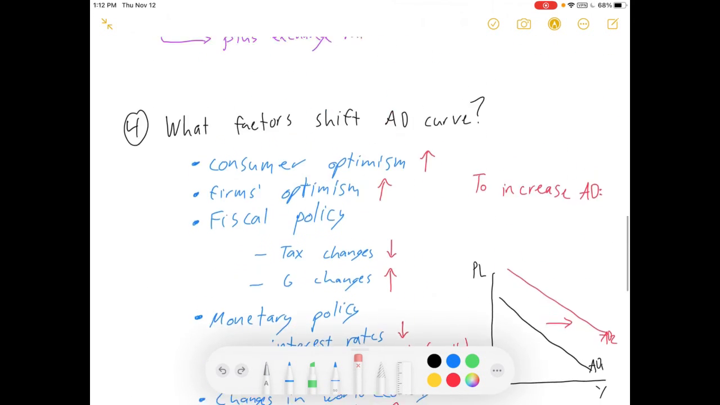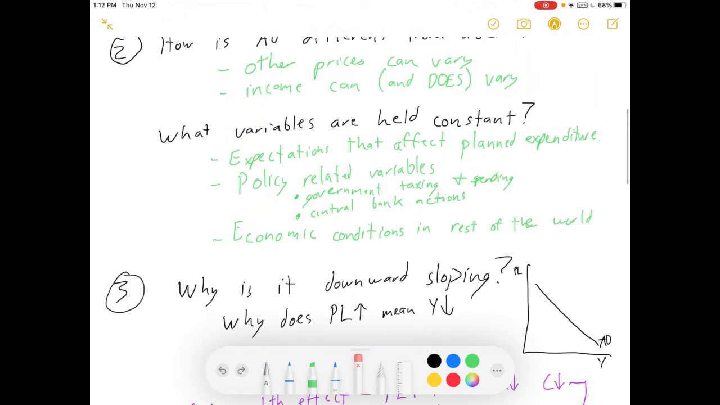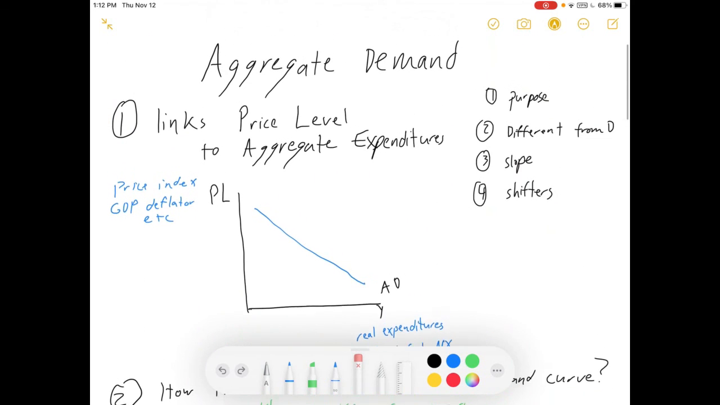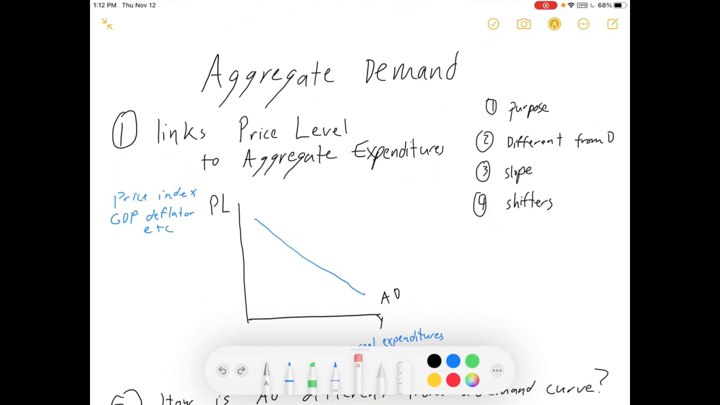Anyway, you guys, I think that's all I really had to say. We checked off our 4 boxes. That's the aggregate demand curve in a nutshell. Next, I'll talk about aggregate supply, and then I'll put them together.